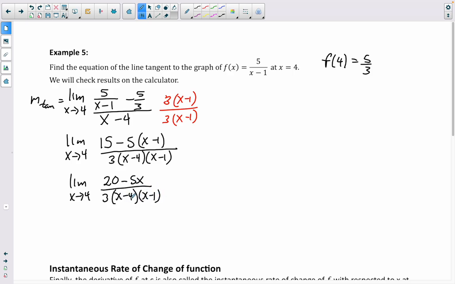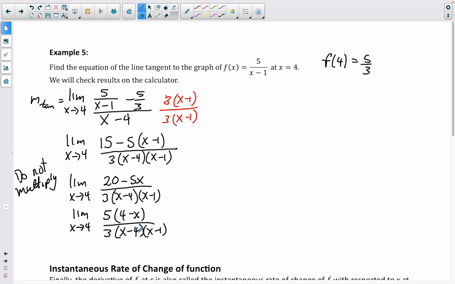Note, I don't distribute this. I don't multiply this out because I know I need to get rid of this x minus 4. Right? That's where the issue is. I'm going to need to get rid of that x minus 4. Do not multiply out. Chances are you're going to be able to simplify something. All right, so I'm going to factor out a 5 here. Limit as x goes to 4. I get 4 minus x on the top. On the bottom, I still have 3 times x minus 4, x minus 1.